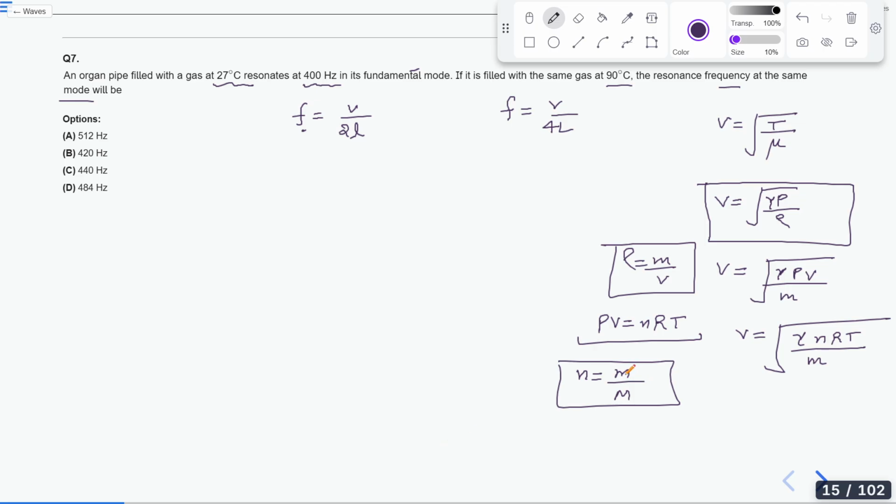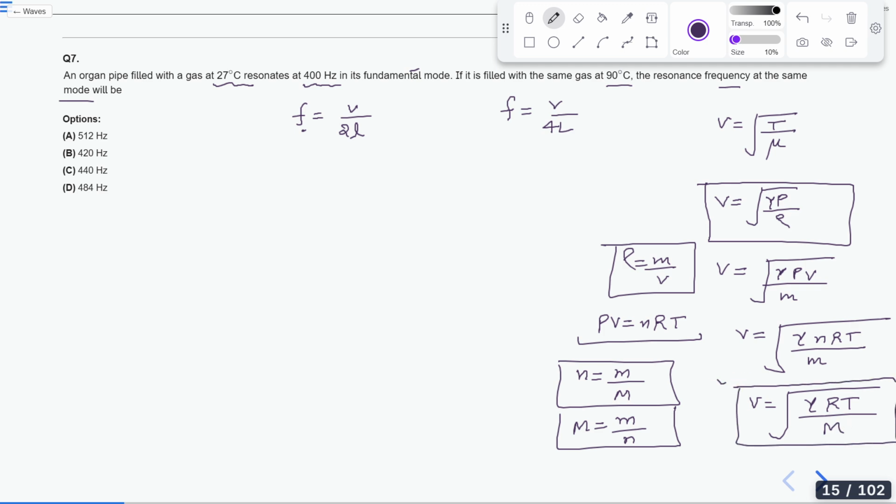So from here, molar mass can be calculated as given mass by number of moles. So given mass by number of moles, m by n, will be converted into the molar mass of the gas. That is the modified equation in the case of gases, which is dependent on the temperature.